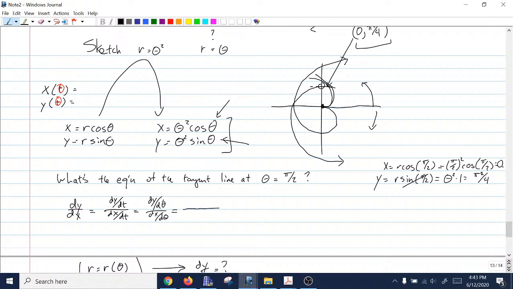Derivative of y is going to be 2 theta sine theta plus theta squared, derivative of sine is cosine theta. Derivative of x is going to be 2 theta cosine theta plus, leave the first part alone, theta squared negative sine theta.